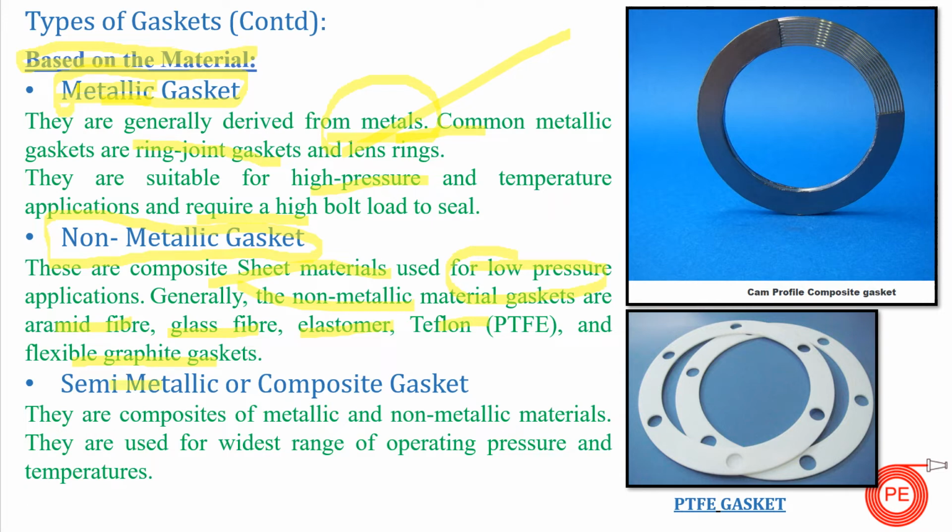Next is your semi-metallic or composite gasket. This type of gasket material contains metals and non-metals, or a mixture of both of them, used to manufacture this type of gasket. These are used for the widest range of operating pressure and temperature. Because depending upon the mixing of metal and non-metal components, we get a material which can take high temperatures and high pressure, or you can say the widest range of temperatures or pressures can be served with your semi-metallic or composite gasket.